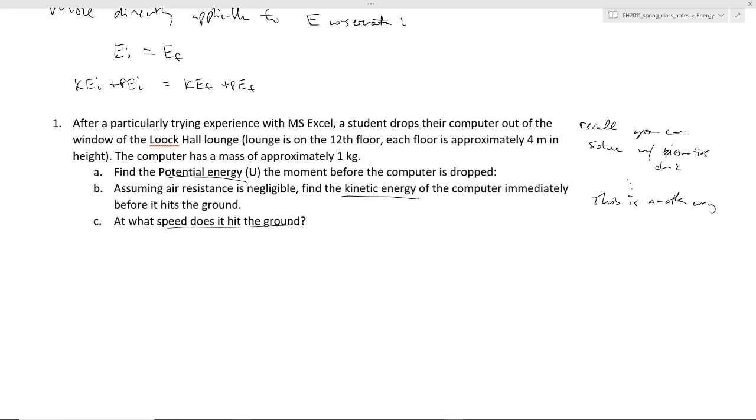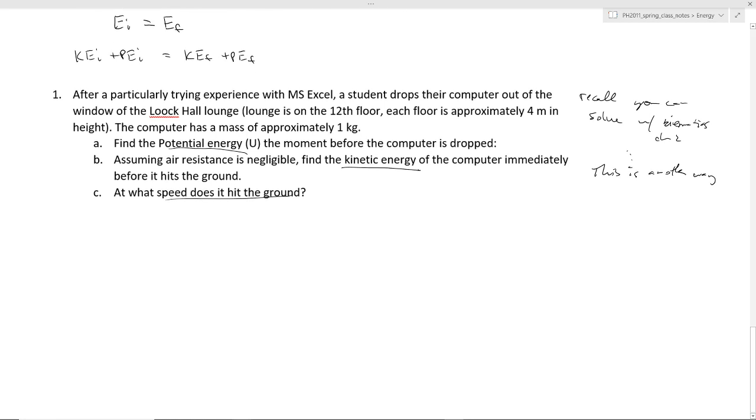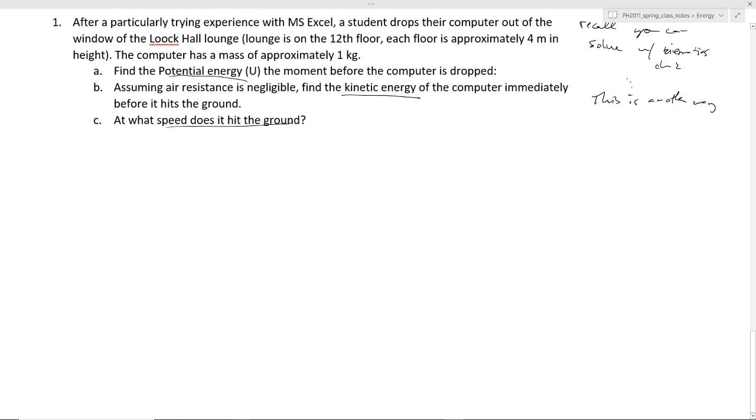And so, immediately before it hits the ground, that'll be right when height is 0, essentially. So basically, let's draw a little cartoon. We have a building, computer goes out the window. This is the height of that window.